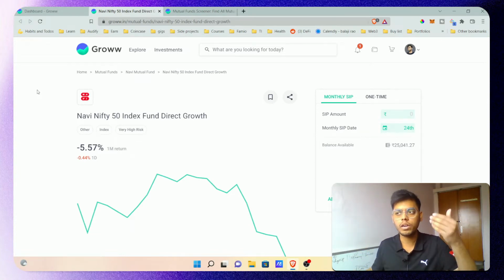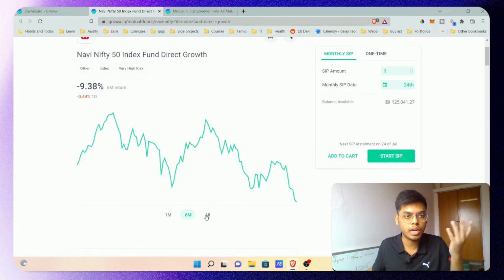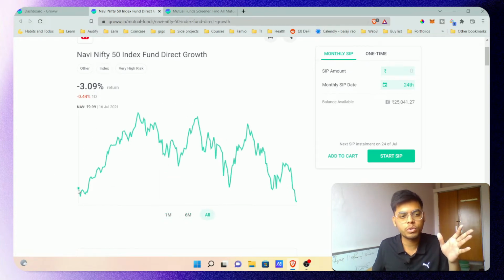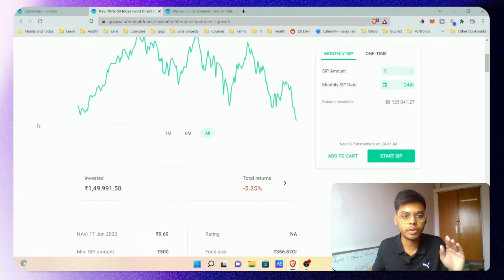So let's go through all of these different things that are present on this page of the mutual funds. As you can see, it's written like it's an index fund. It's very high risk because it's an equity fund, and it has given this much return in the last 6 months or 1 year. Actually, this mutual fund got launched during 2021, and the markets are down since then. So there's nothing wrong as such, because this tracks the index directly, which means however much Nifty 50 is returning, a very similar return is what you'll get through this index fund as well.